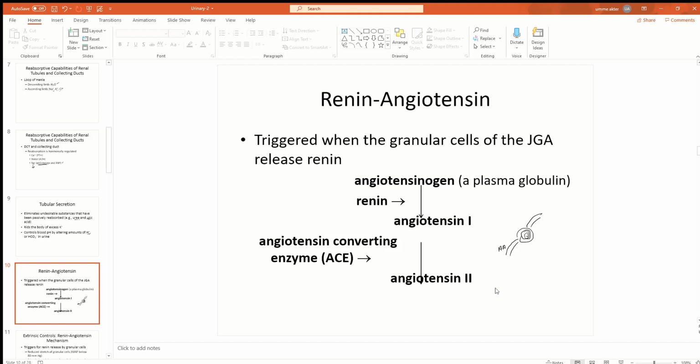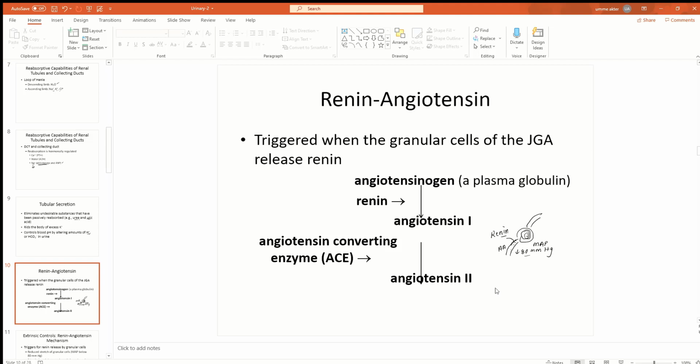Here, if the blood pressure goes below 80 millimeter of mercury, mean arterial pressure, that's the mean arterial pressure or MAP. If it goes below 80, then the granular cells in the wall of the afferent arteriole, I mentioned in last class, will release renin into the blood. Okay, so renin will be released into the blood.